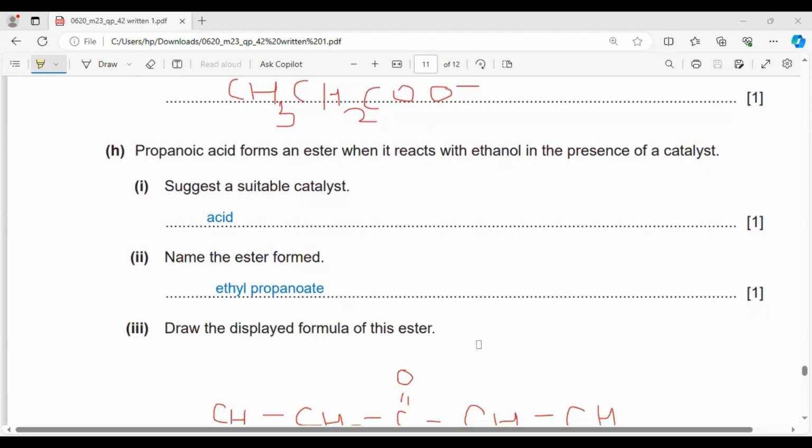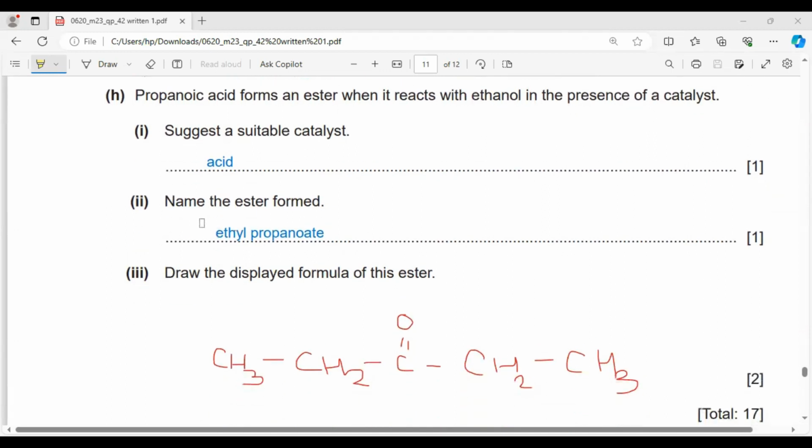Propanoic acid forms an ester when it reacts with ethanol in the presence of a catalyst. Suggest a suitable catalyst. You can write acid, and if you know the name, you can write phosphoric acid. If you don't know the name, simply write acid. Name the ester formed. Now propanoic acid, when it reacts with ethanol, will give us ethyl propanoate.